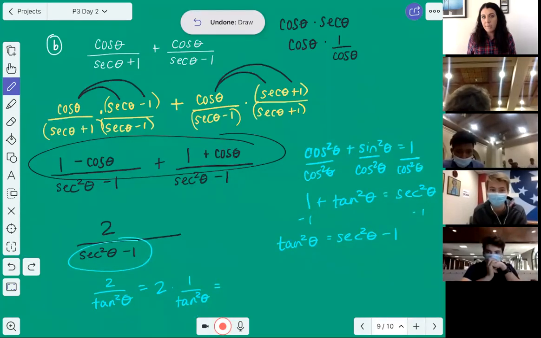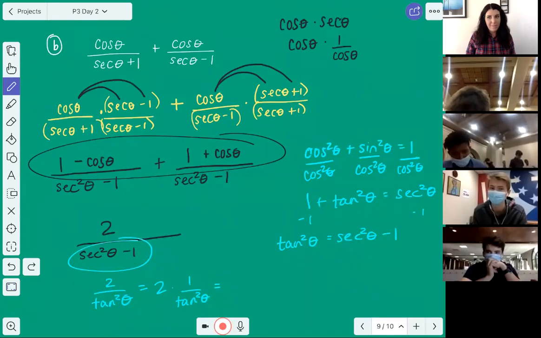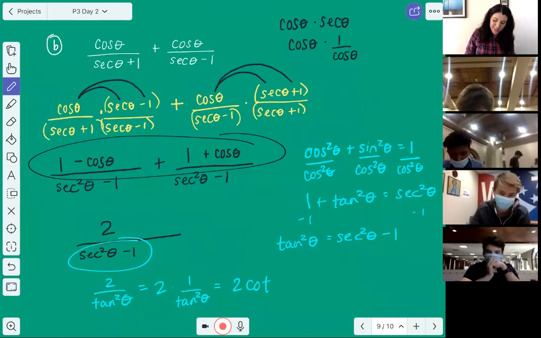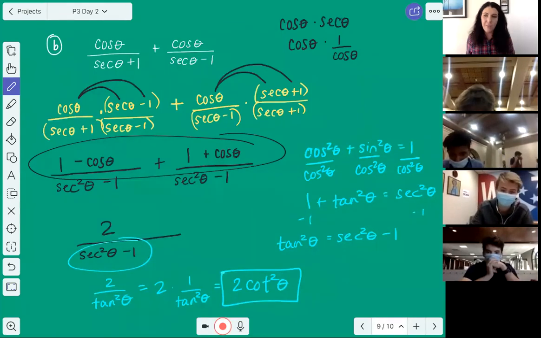Isn't that sine squared? Oh, cotangent. Cotangent. So you get 2 cotangent squared theta. It's always going to be most simplified if I can get rid of the fraction. So think about your reciprocal identities.